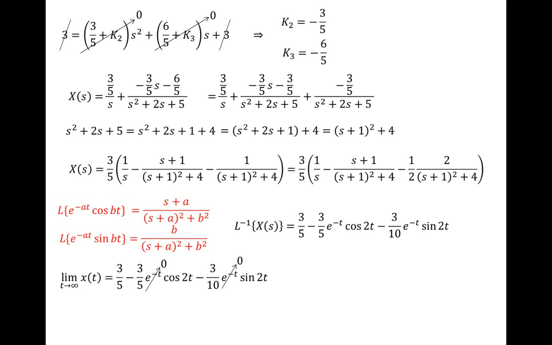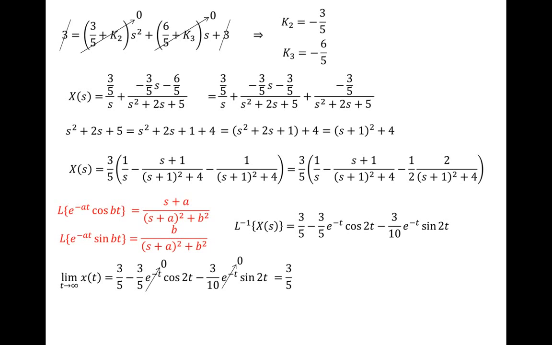Since we are looking for the final value of x of t, we can take the limit of x of t when t goes to infinity. By putting t equal to infinity, e to the minus t will be 0. So these two components will be 0, and the final value will be equal to 3 over 5.